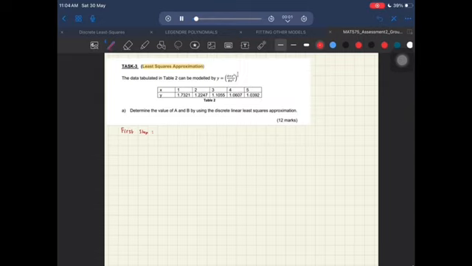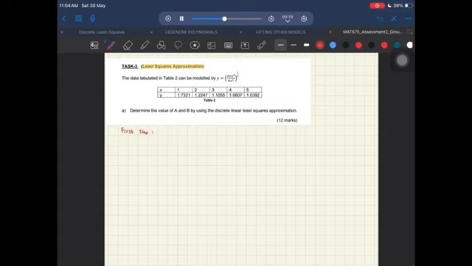Assalamualaikum and hello everyone. My name is Izrul Shah. Today I am presenting my solution for task 3, which focuses on discrete linear least square approximation. We are given a set of 5 data points in table 2, and our goal is to model them using this nonlinear power equation.